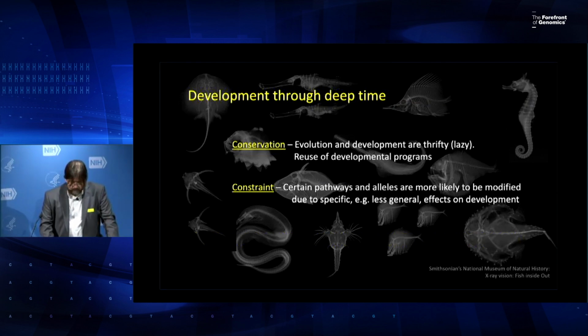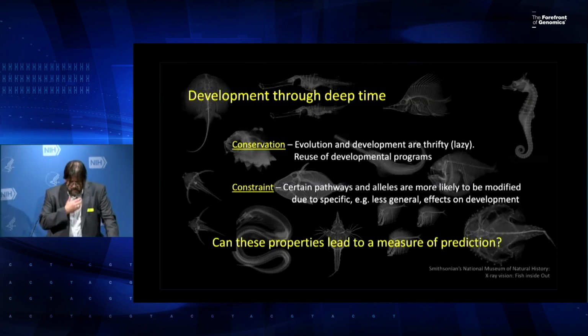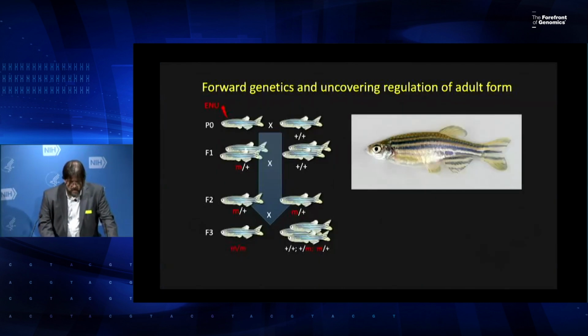And then lastly, can these properties all in sum lead to a level of prediction? Can we look at natural populations, find changes there, and then go to patient populations and find answers about how to either shift their phenotype or causes of the phenotype in the first place? So we get at this primarily as a forward genetic mechanism.